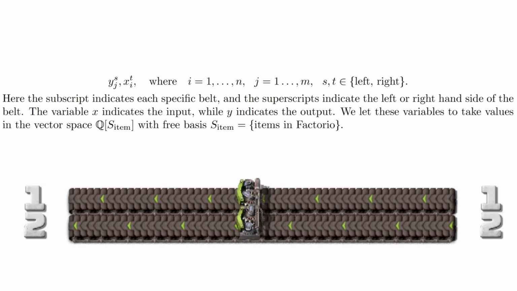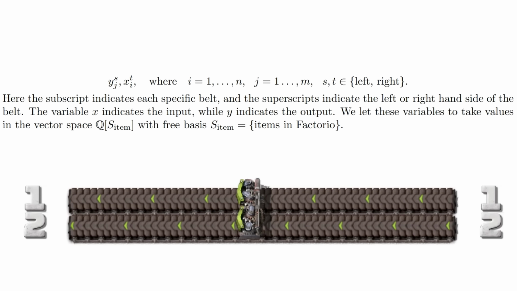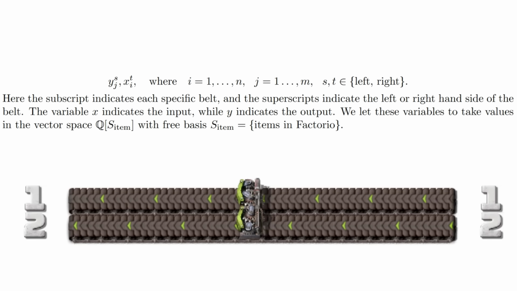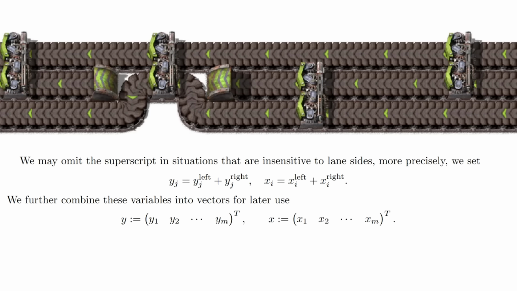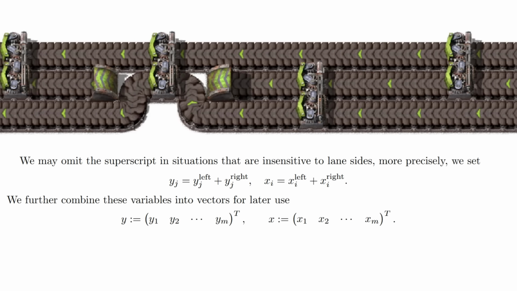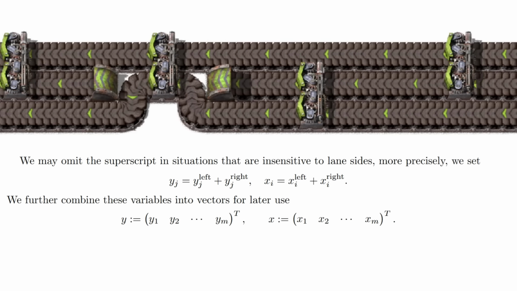We will let these variables take values in the vector space Q^SItem, which is freely generated by the basis SItem, the set of items in Factorio. We may sometimes omit the superscript in situations that are insensitive to lane side. More precisely, we can set y_j to be the sum of y_j left and y_j right, and x_i to be the sum of x_i left and x_i right. We further combine these variables into vectors, which can be used later.